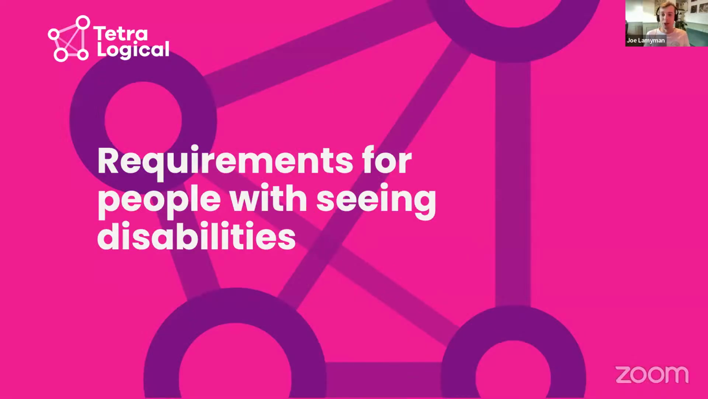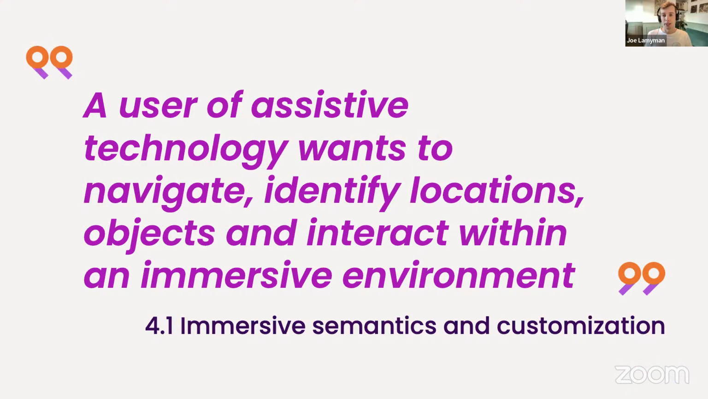So we're going to jump into some of the requirements now. First, we'll go through the requirements of people with seeing disabilities. And one of the user needs in the document, this is the first user need, states that a user of assistive technology wants to navigate, identify locations, objects, and interact within an immersive environment. So you can see it's quite broad in scope. It covers quite a lot, but at a low level, it nicely defines how somebody would want to use XR.